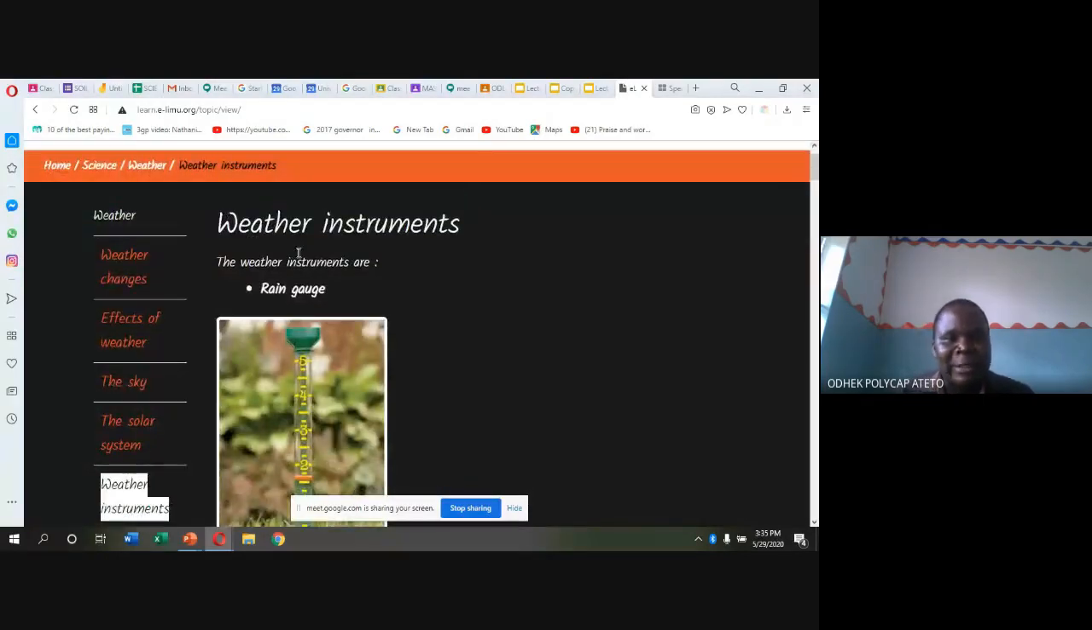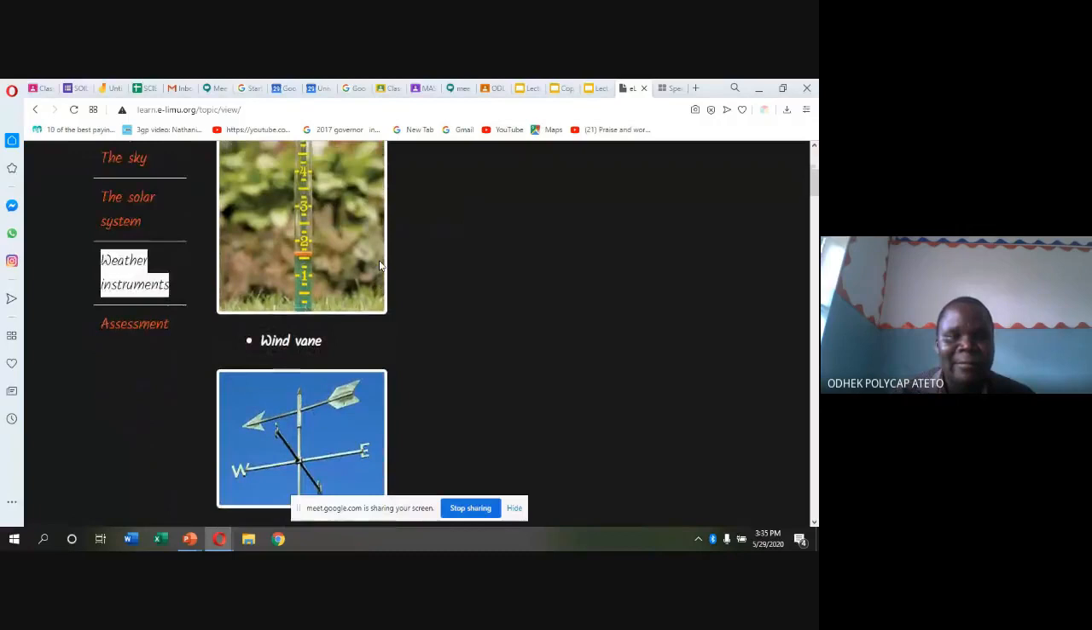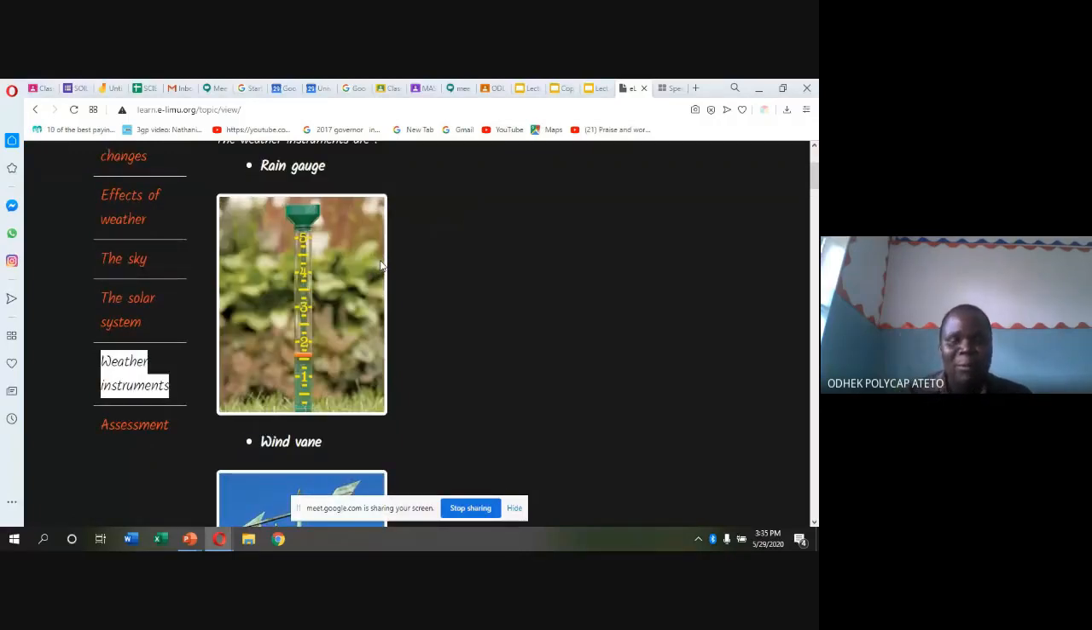So this instrument number 1 is a rain gauge. What is the principle under which the rain gauge works? Who can answer that question? Principle under which the rain gauge works?